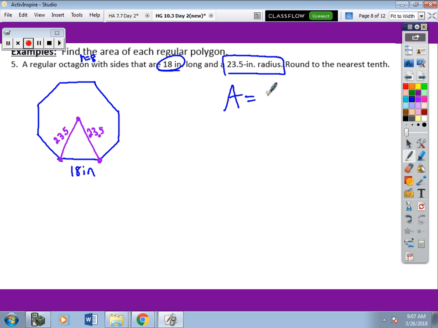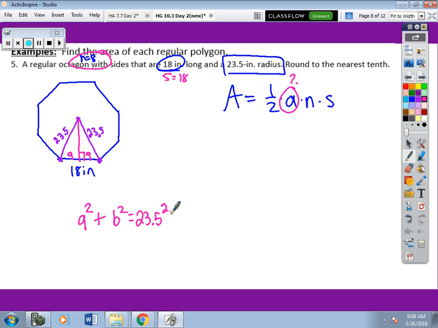So again, we're finding the area. We know that n is 8. We know that the side length is 18. So the only thing we don't know is the apothem. There's two ways you can find the apothem. Let's draw it in. That will break the 18 into 9 and 9. What's one way I could find the apothem, looking at my picture? Right, Pythagorean theorem. 9 squared plus b squared equals 23.5 squared.